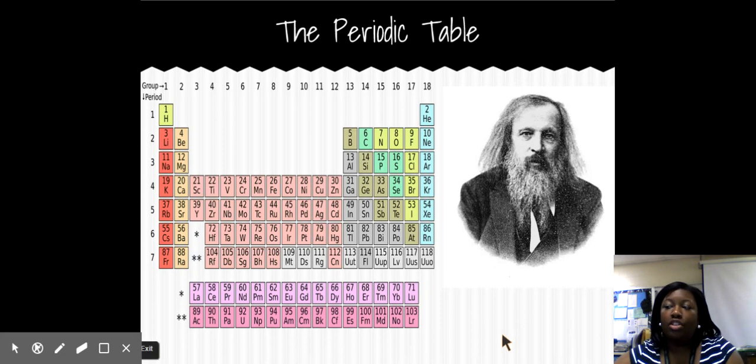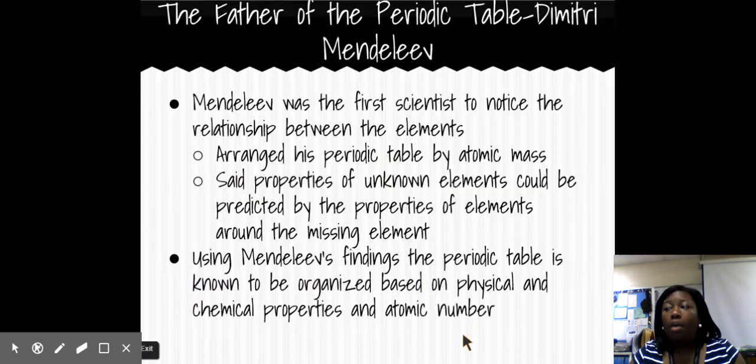So the big thing is to sort of understand or see what his idea was based on: the atomic mass and the physical and chemical properties and the atomic number. So that's how they're actually put together. But he also looked very closely, and he was pretty right on most of the elements on the periodic table.